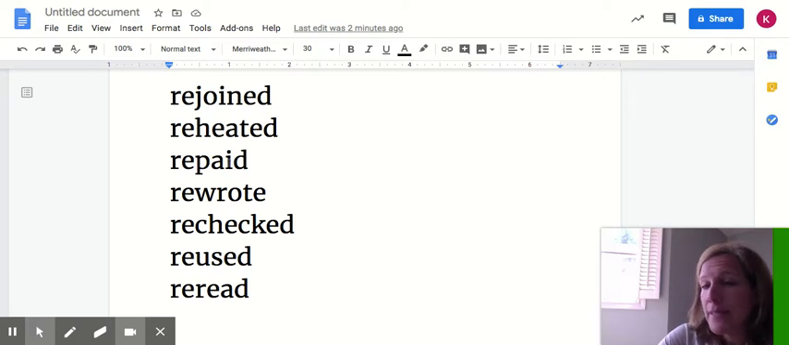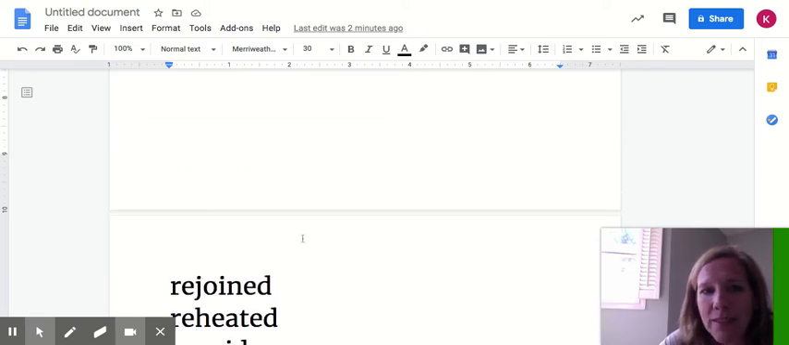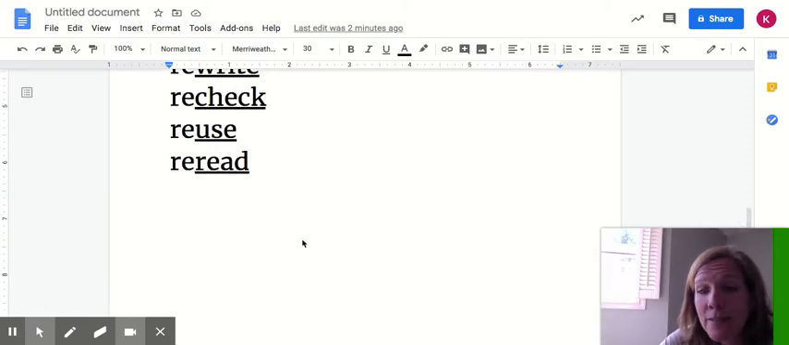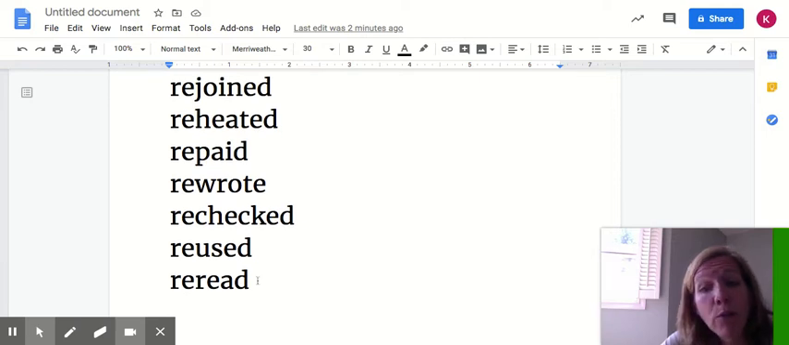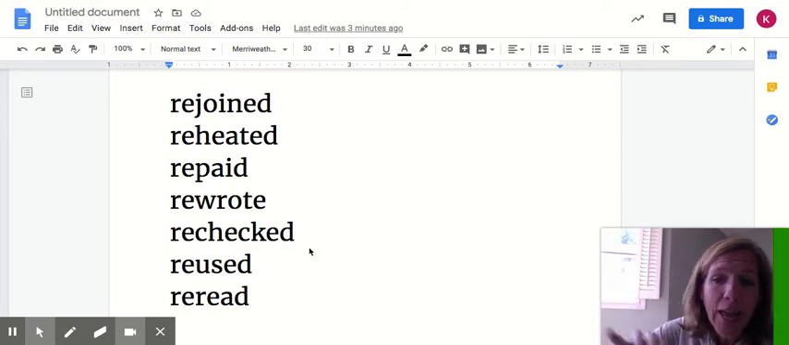So the present tense would be repay. I repay. But our spelling word is repaid, which is in the past tense. Did you notice this one? This one is tricky. When I read this list, I read it reread. But when I put it in the past tense, it's spelled exactly the same way, but it's reread. That verb is spelled the same way, but it depends on your sentence whether you read it read or you read it read. Tricky.